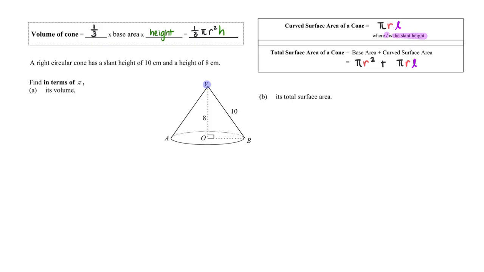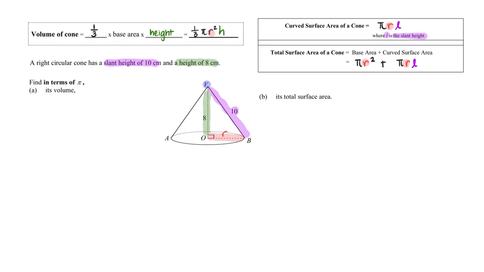We are given the slanted height 10. We are given the perpendicular height 8. In terms of pi, the volume. I need the radius r in order for us to find whatever is required. And r is here, which is OB.